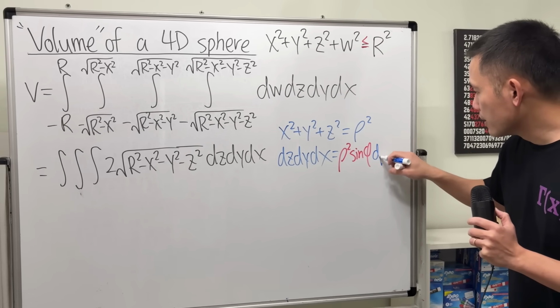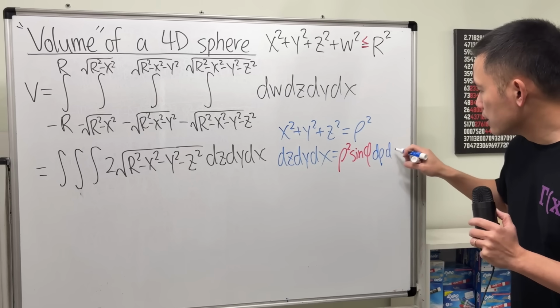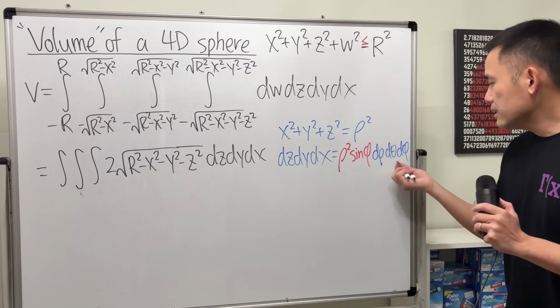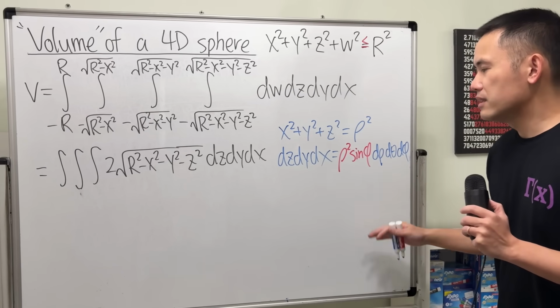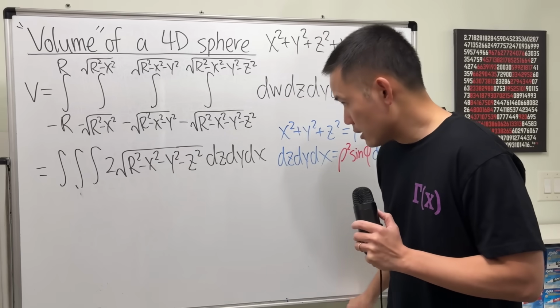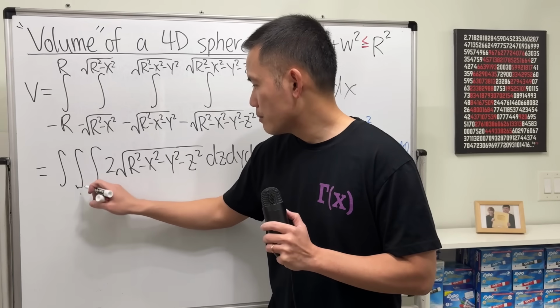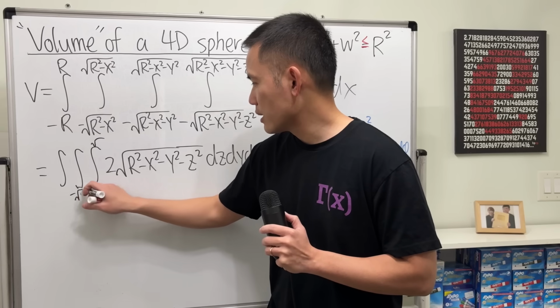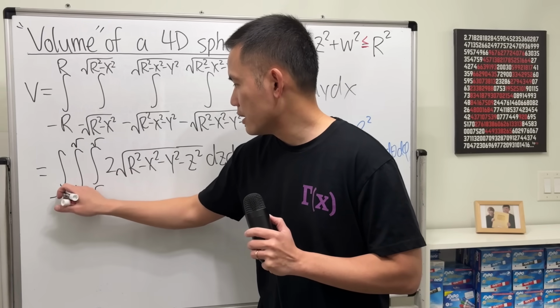And then you have the differential d rho, d theta, d phi. The order of this doesn't really matter, it depends on how you want to set up. And then, of course, I know I haven't put down the limits of integration, but it's just the negative square root, all that stuff. I just didn't want to write too many things down, and negative R to R.